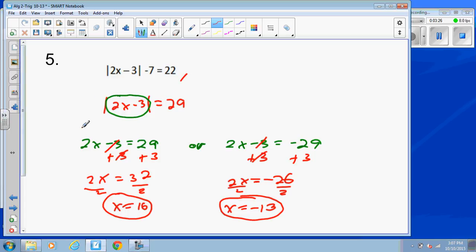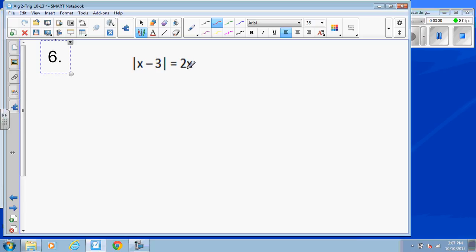All right, and this next problem here, it's a little tricky because I got an x over here, but it's still the same principle. Again, if this entire thing inside of here were equal to exactly what 2x is, it would be a true statement. Or what's inside of here could equal the opposite of 2x. Because when I take the absolute value, that would work.